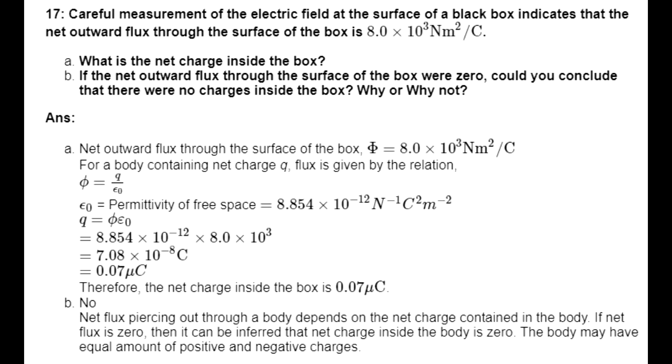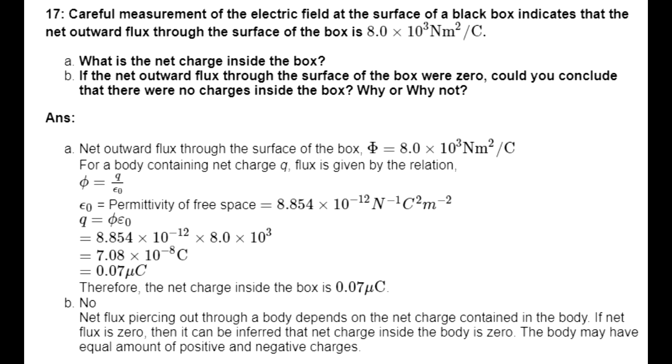Question 17. Careful measurement of the electric field at the surface of a black box indicates that the net outward flux through the surface of the box is 8 × 10^3 Newton meter square per Coulomb. What is the net charge inside the box? And if the net outward flux through the surface of the box was 0, would you conclude that there were no charges inside the box?